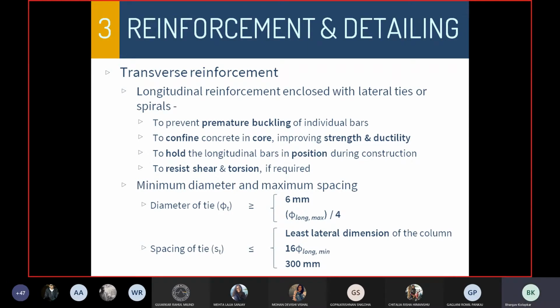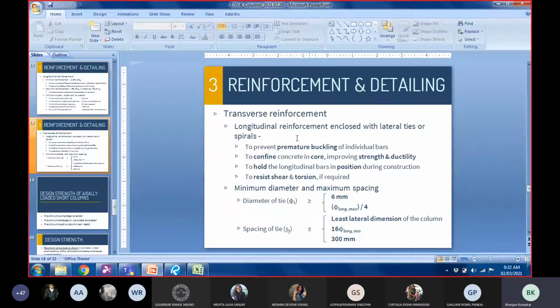But in all the columns that we've seen, there's always transverse reinforcement. There are multiple reasons for providing this reinforcement in columns. The first one is to prevent premature buckling of individual bars.